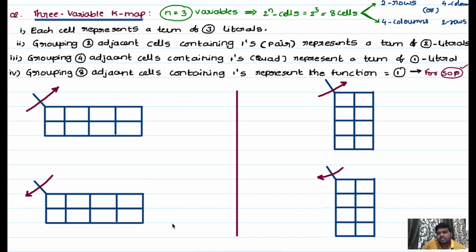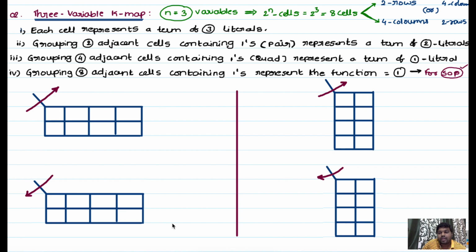In the previous session, we had n equals 2 variables. That's why we got 2 to the power of 2, that means 4 cells. Out of 4 cells, we can choose 2 rows and 2 columns, that means n rows and n columns. But in this case, 2 to the power of 3 means 8 cells.